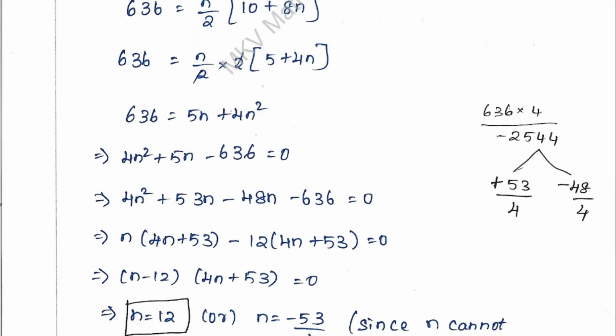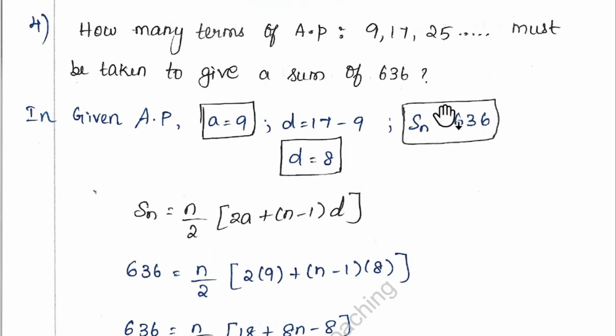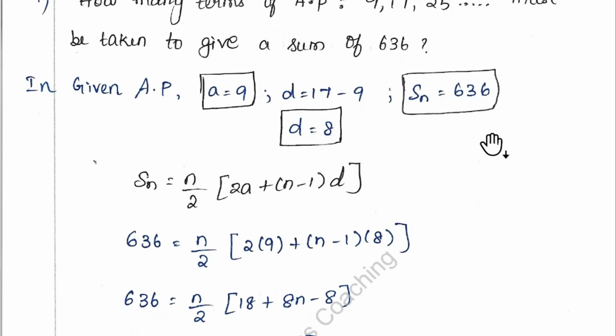So if you take 12 terms, I will be getting the Sn as 636. So understand the question. If I take the first 12 terms and add, I am getting this Sn as 636.